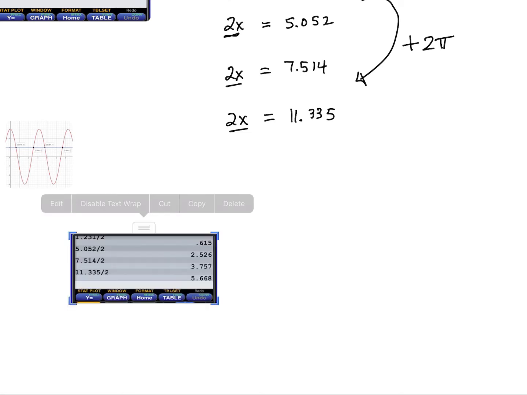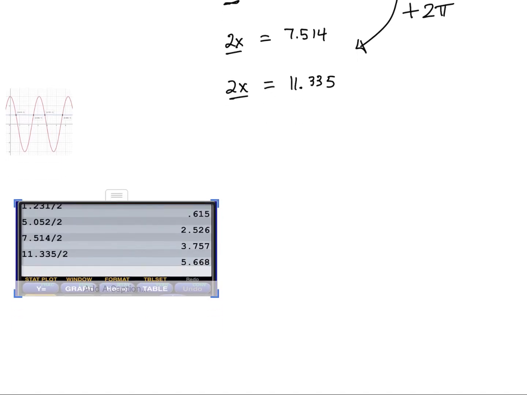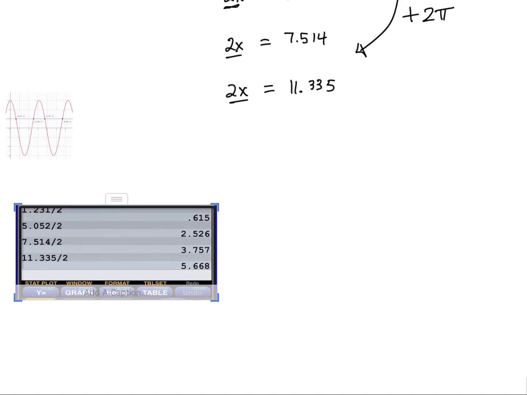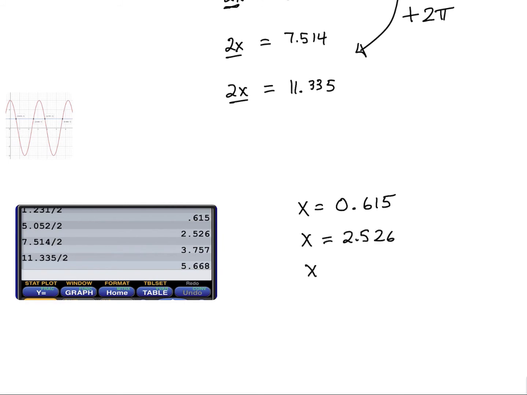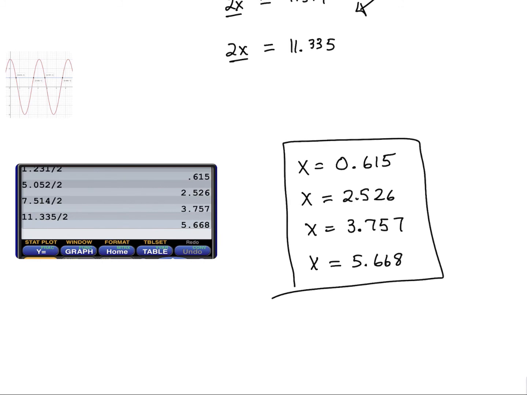So when I do that on my little calculator right here, I finally get x equals 0.615, x equals 2.526, here's the third one, and the last one. And notice that all of these are between 0 and 2 pi because 2 pi is 6.28. So even the 5.668 is still within 0 to 2 pi.